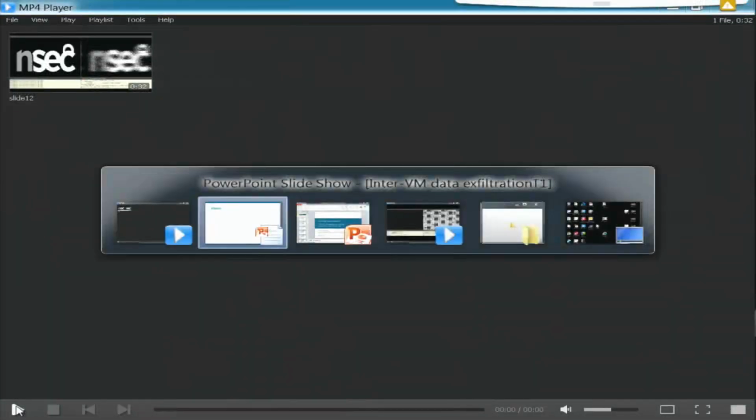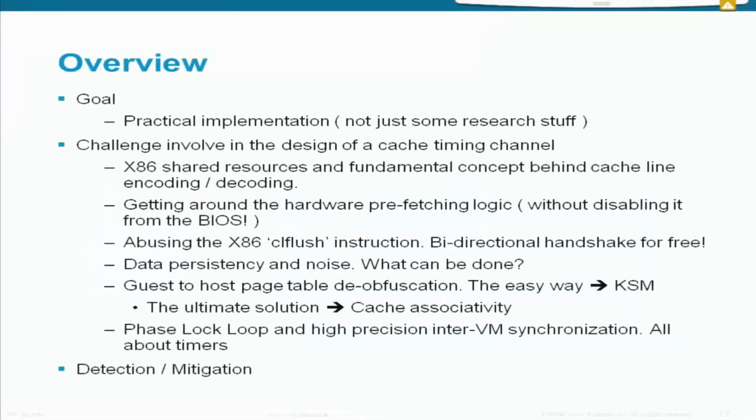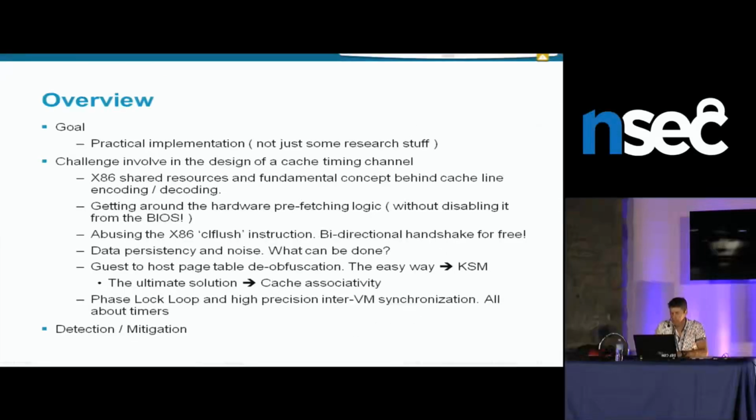All right, so let's go back to the talk here. Okay, so now you understand where I'm coming from with this whole thing and design.